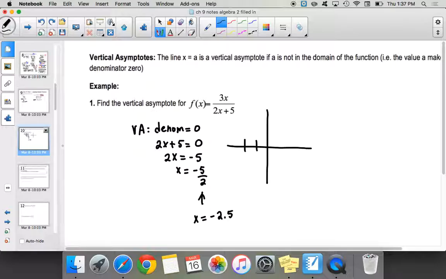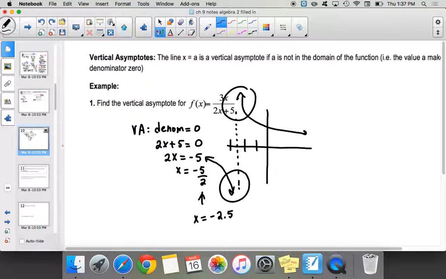So on our graph, we would go over to -2.5, and we would have a vertical line that we're not going to cross. Okay, and you could do a t-table to find some other values. But basically, you could have something like this, and it goes along there. You could have something like this, it goes along. So we don't know exactly what it's doing yet. We're going to talk about how to graph these by the end of this section. Okay. So that's what a vertical asymptote is. It just gets closer and closer and closer, and it doesn't cross that line.